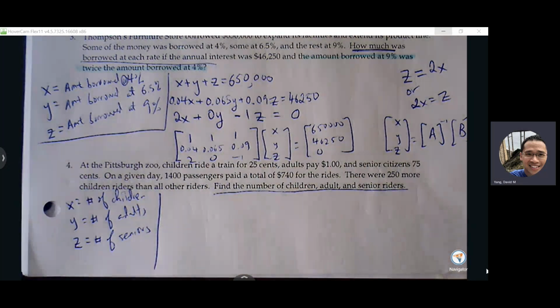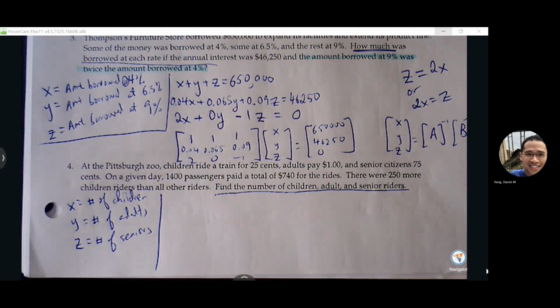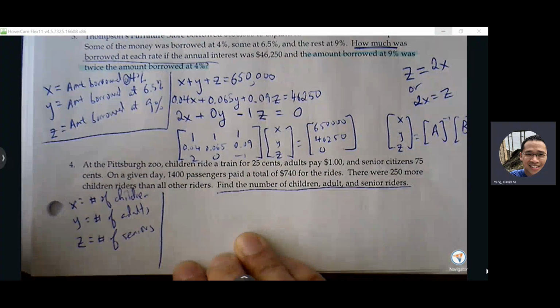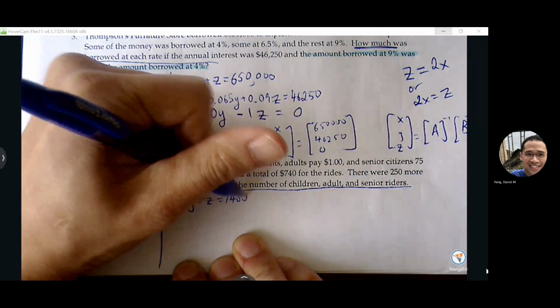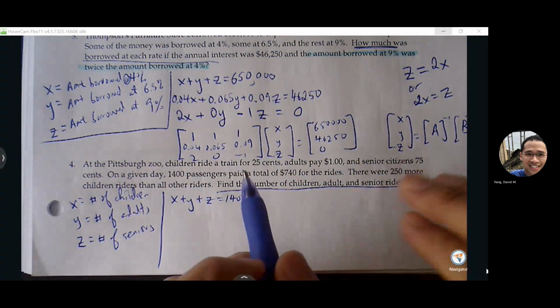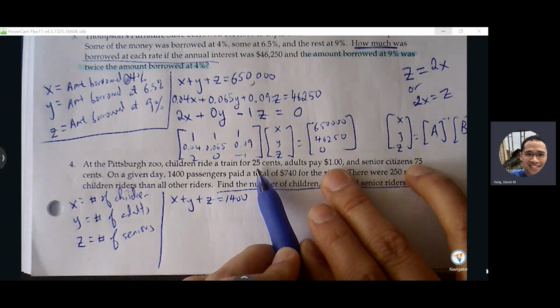Okay, let's have an equation that is just related to the number of passengers and then the other equation involving the amount. So what equation can I use involving the 1,400? If I add up all the number of riders, they must total to be 1,400, right? And now the $740, we know that's going to involve the cost per rider. So how can we involve the 25 cents, a dollar, and the 75 cents with the second equation?